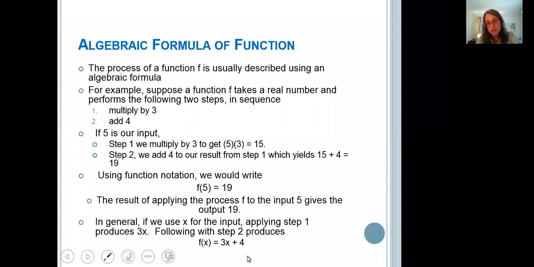F of 2 would be 10. F of 0 is 4. Make sure you know how we got those. If not, ask me the question.